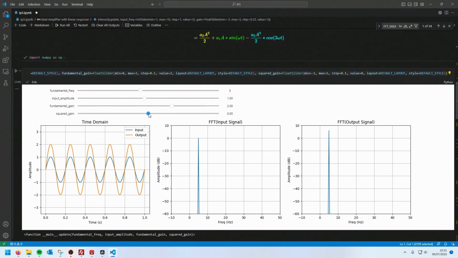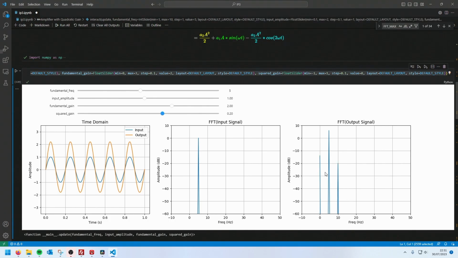Now, let's add a little bit of gain to the squared term. And you can see that our 2 terms, one DC and one at 2 times the frequency, so here at 10 Hz, are appearing.